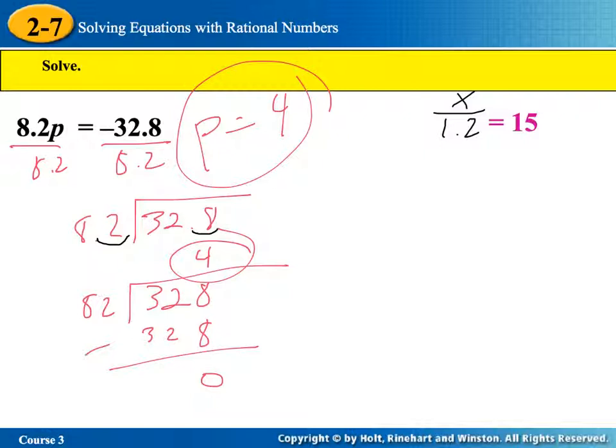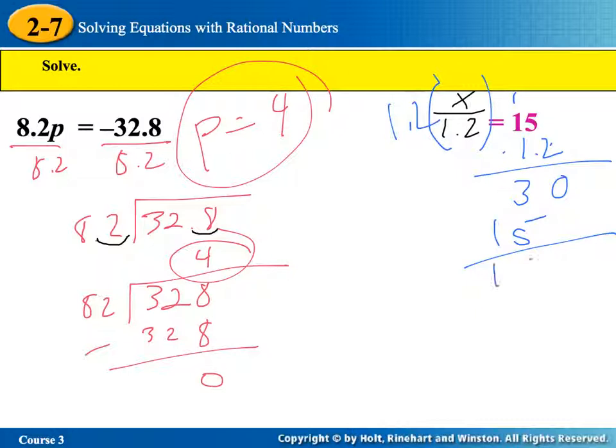Next, we have x over 1.2 equals 15. How do you get x all by itself? I hope you came up with multiplication. You're going to multiply by 1.2. So when you take 15 times 1.2, you multiply 2 times 5, you get 10. 2 times 1 is 2, plus 1 is 3. 1, 5, 1. You get it like this.